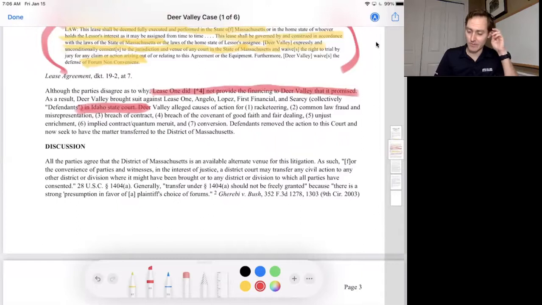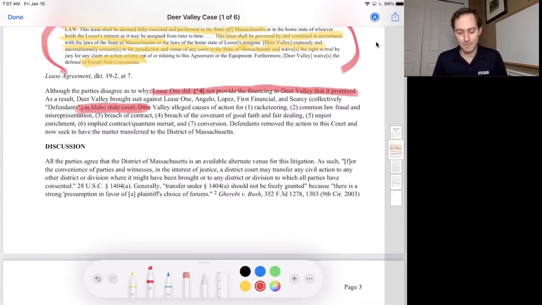Remember the requirements: personal jurisdiction, that's simple, and subject matter jurisdiction. This isn't a federal question because it's breach of contract, firmly within state law context. But we've got diversity, right? All the plaintiffs and the defendants are from different states. It's relatively easy because the plaintiff is just from Idaho. Lease One and these other parties are from Massachusetts.